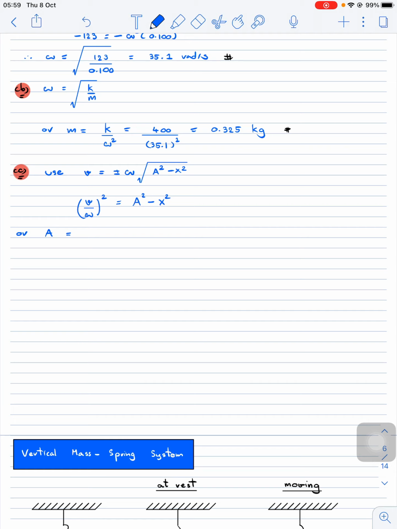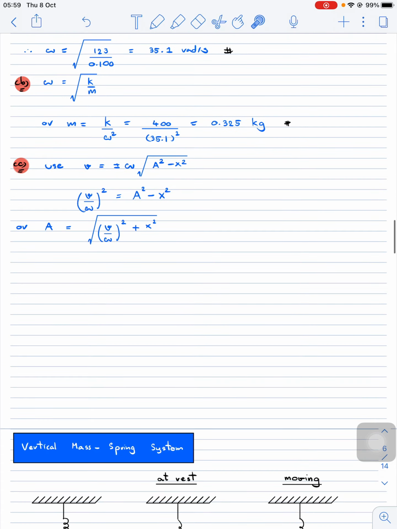We can see that A equal to the square root of v over omega, squared, plus x squared. So don't forget that when we solve for A, we can have two roots, the positive or negative root. But in this case, we know that the amplitude must always be positive, so that's why we pick only the positive side here.